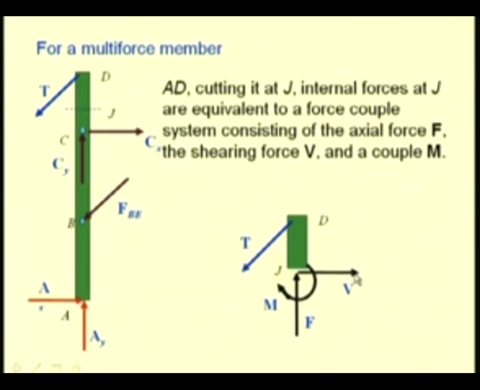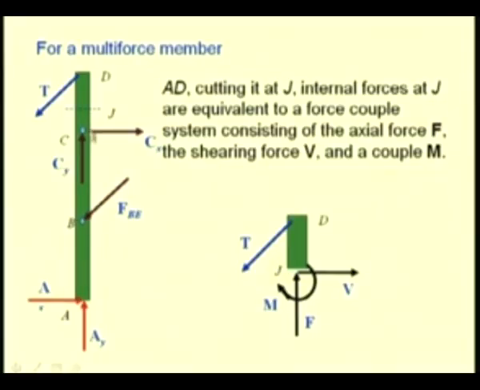This force V tends to shear this member at this section J, and so it is known as the shearing force or the shear force, and this moment M tries to bend the member at this section, and so it is known as the bending moment, and this axial force F tends to compress or extend the member, and so it is an axial force either tensile or compressive in nature.